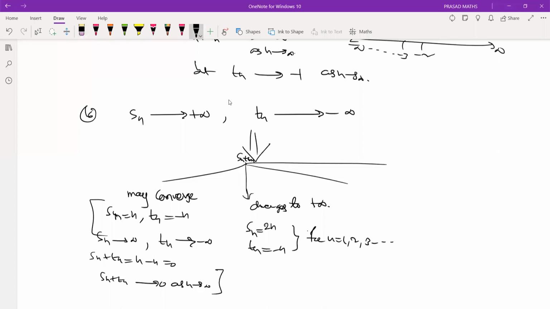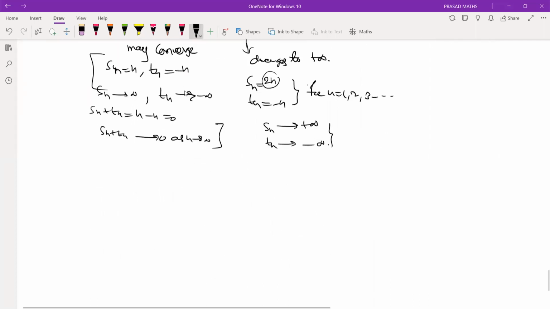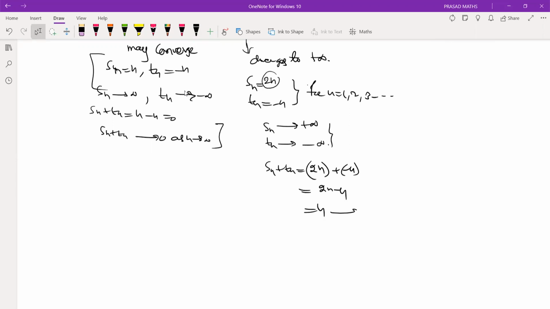So clearly we observe that Sn tends to plus infinity, and Tn diverges to minus infinity. So clearly the hypothesis is satisfied. But look at the sum of these two sequences. Sn plus Tn is nothing but 2n plus minus n. This is exactly 2n minus n, that is exactly n. It tends to plus infinity as n tends to infinity by Archimedean property.